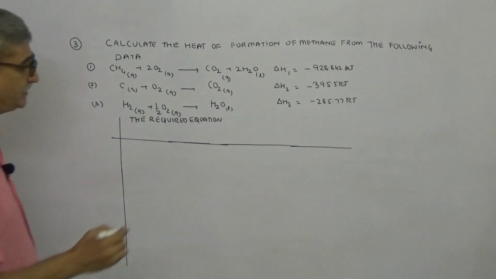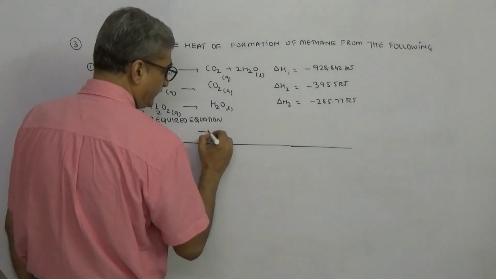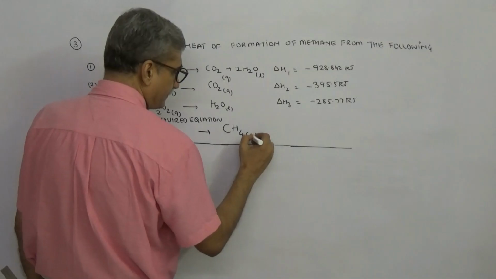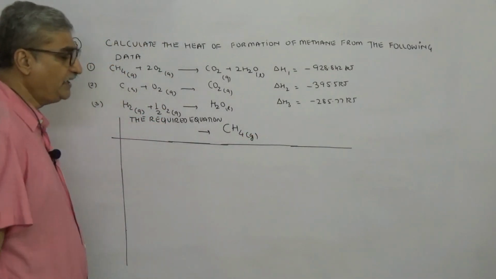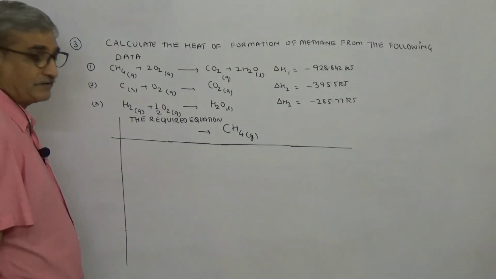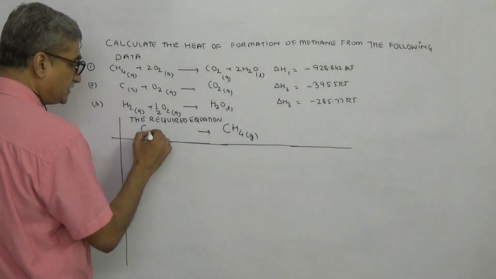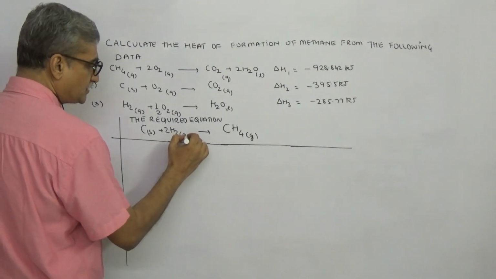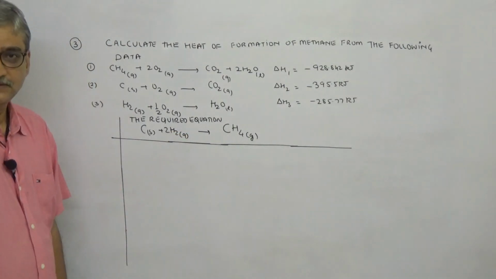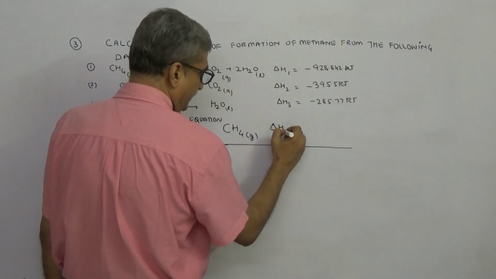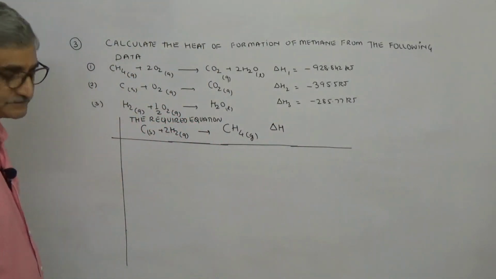Heat of formation means what? You have 1 mole of methane forming from the elements in the standard state. Which are the elements? We have carbon solid plus 2H2 gas. This is the reaction from the definition, and we have to find the delta H of that.